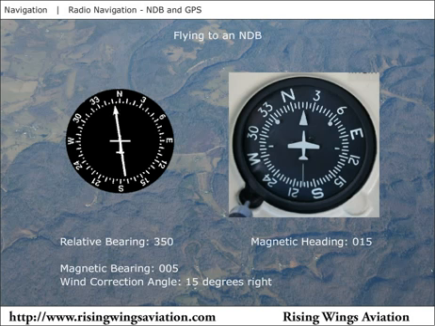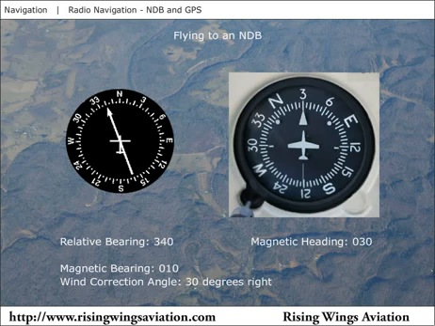Let's say the needle continues to move to the right, and now it shows 5 degrees left of course. This is an indication that we're still drifting. A greater course correction is required. We turn another 15 degrees to the right, so now our total wind correction is 30 degrees to the right.